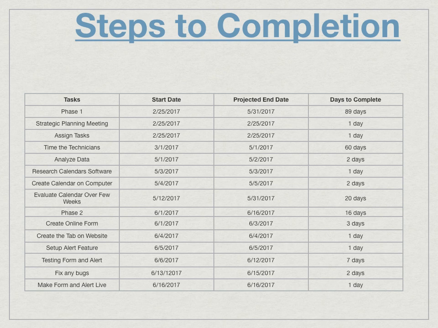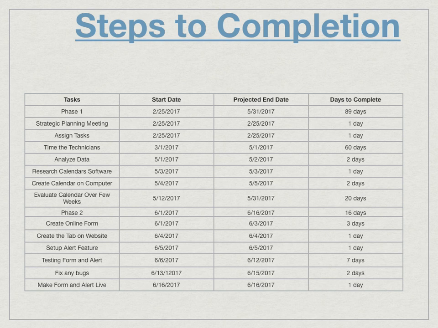And then once that meeting is done and the tasks are assigned, we will do 60 days starting on March 1st. We want to end that on May 1st of timing the technicians and how long it takes them to do different jobs and repairs. And then come May 1st, we want to take a couple days to analyze that data.